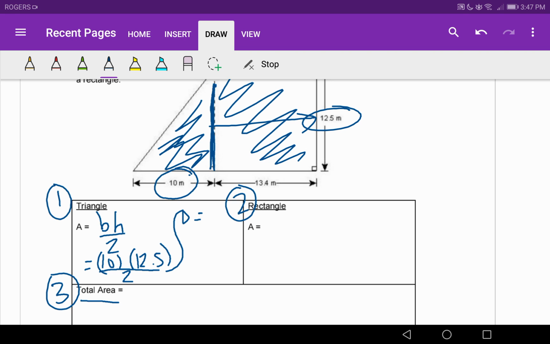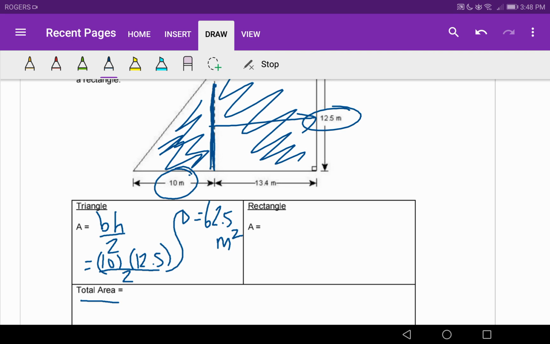And to 1 decimal place, you would do 10 times 12.5 divided by 2. And you would get 62.5. And don't forget your units. Meters, that's right, meters squared because it's area. So there's your final answer there. Okay, and I can just get rid of these numbers here. We don't need them. They're just making it look a little sloppy.